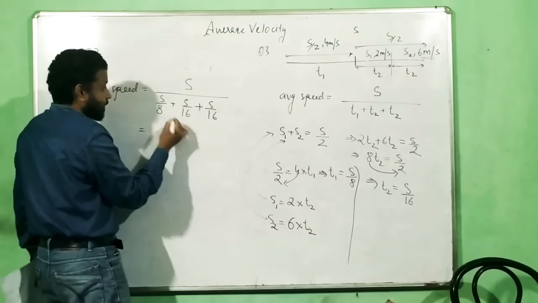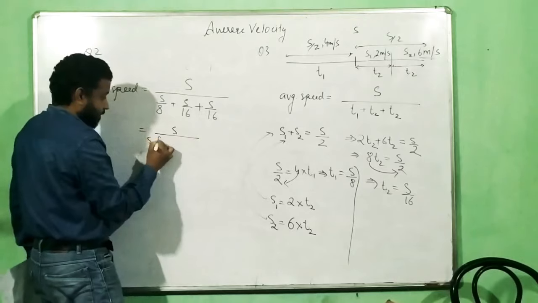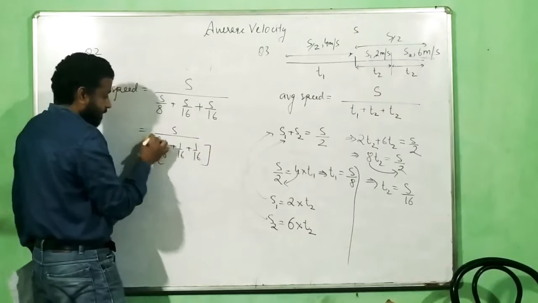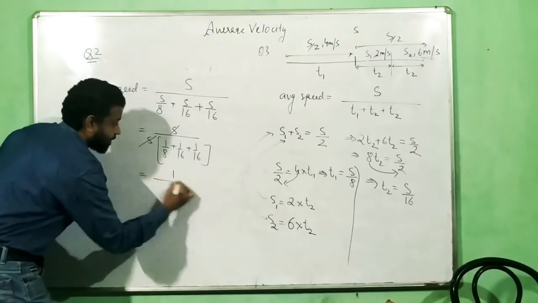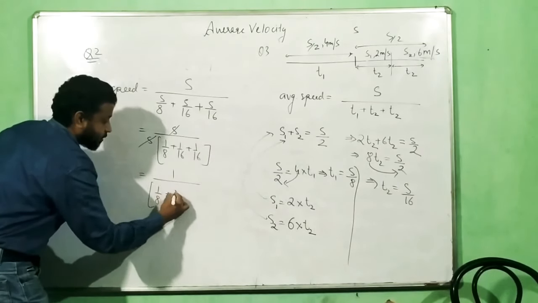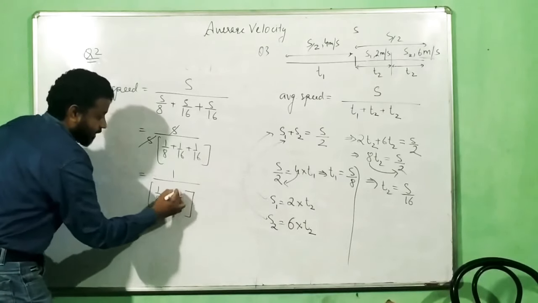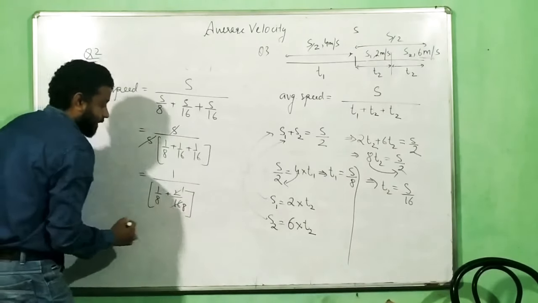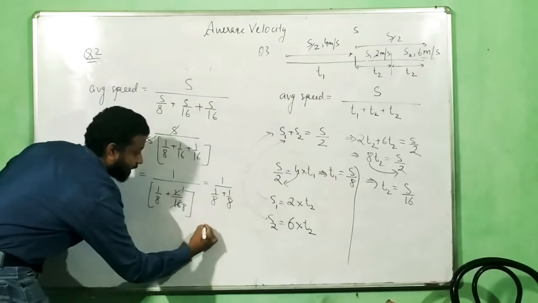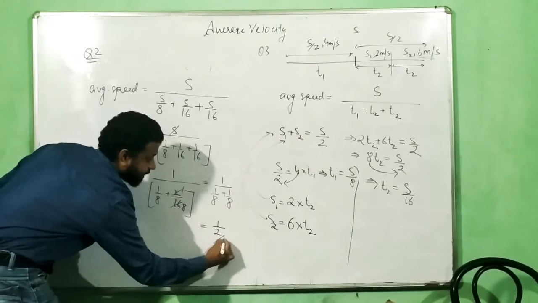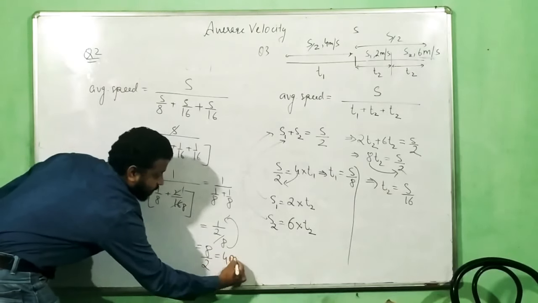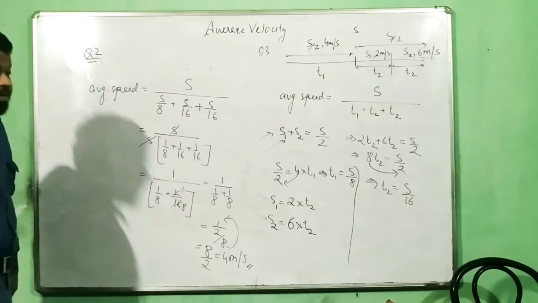So this will give me, if I take S common, I am left with 1 by 8 plus 1 by 16 plus 1 by 16. This S and this S will get cancelled out. So I am left with 1 over here. Now 1 by 16 plus 1 by 16 is equal to 2 by 16, the 2 will get cancelled out and this becomes 1 by 8 again. Now you are left with 1 divided by 1 by 8 plus 1 by 8, and that is equal to 1 by 2 by 8. 8 goes at the top, so it becomes 8 by 2, and 8 by 2 is 4 meter per second. And that is the final answer.